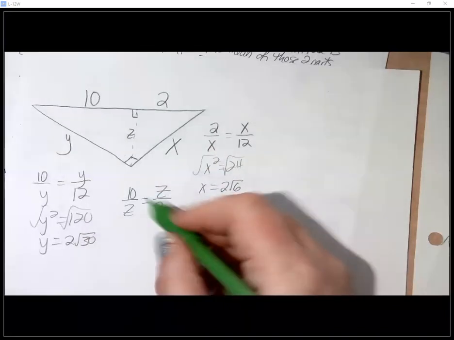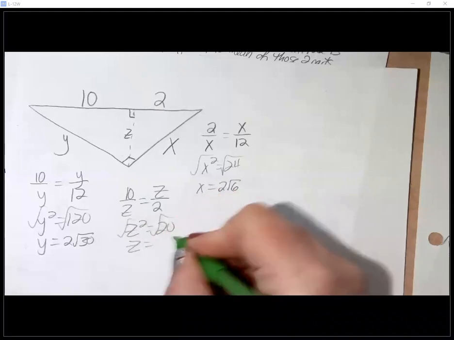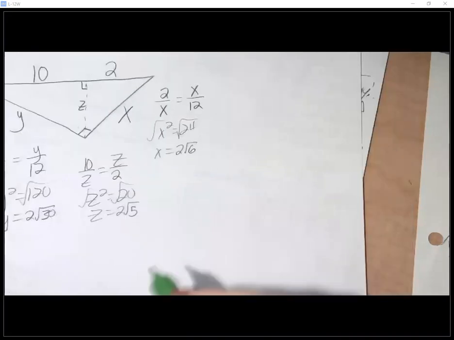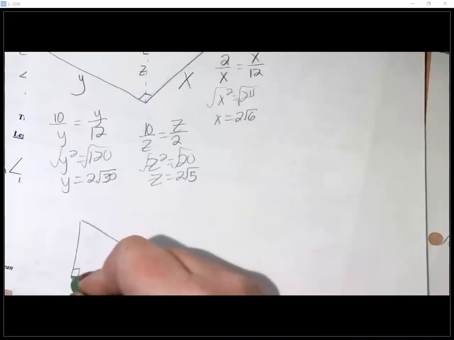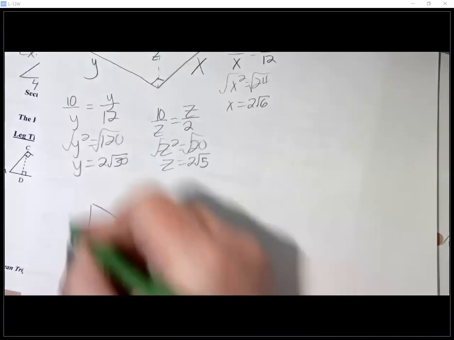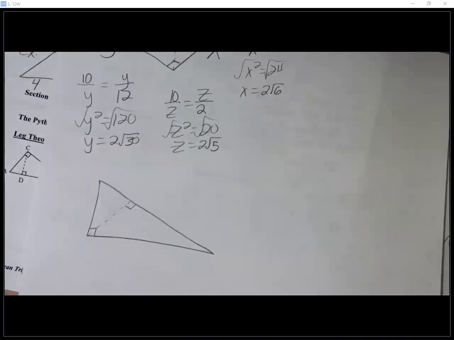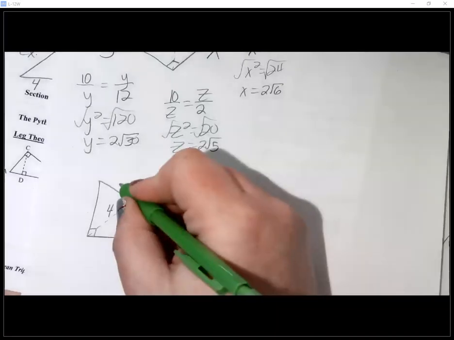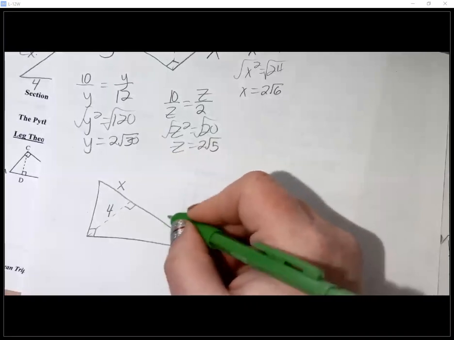So we get z squared equals 20, square root both sides. So I end up with 2 root 5. All right, let me give you one more, and then I will give you your assignment for the day. So again, a right triangle with the altitude drawn from the right angle. And this time, let's make this 4. Let's make this X. Let's make this, I don't know, 10.